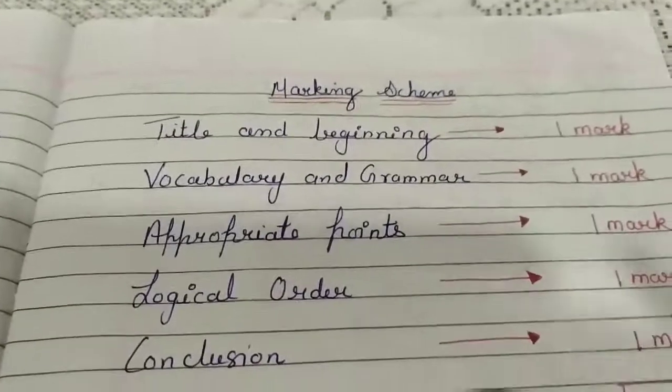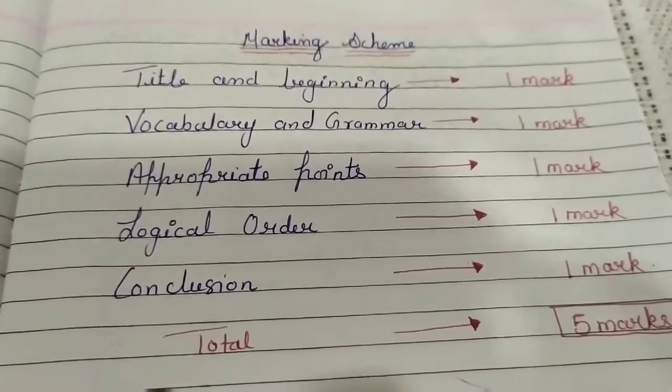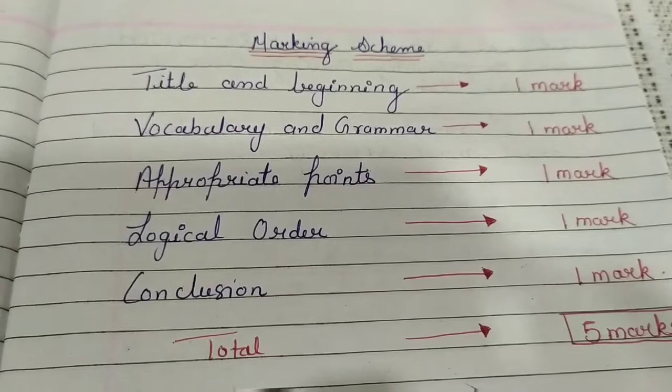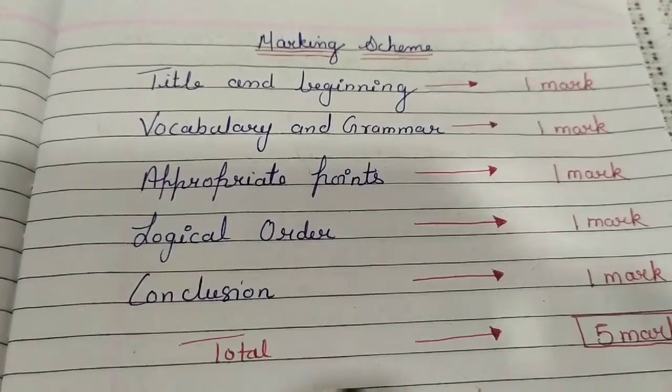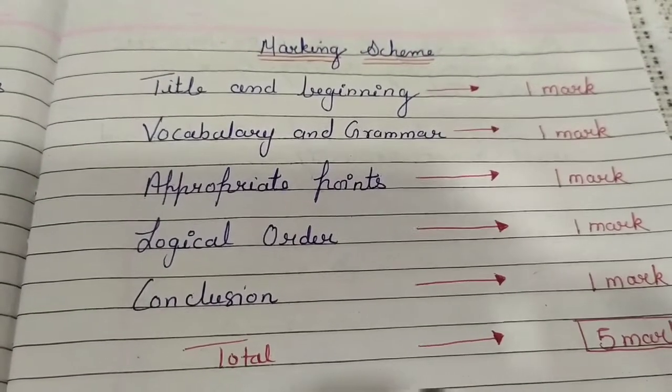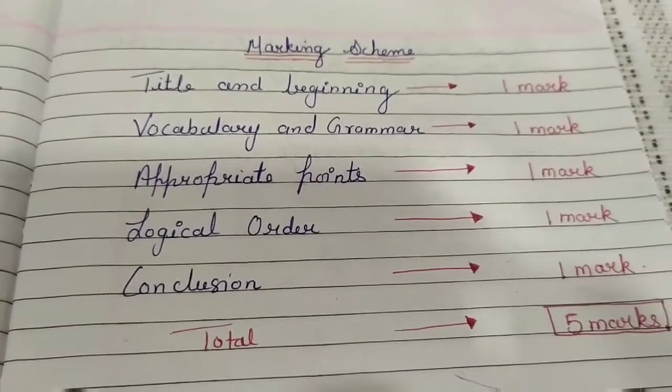Marking scheme. Title and beginning, 1 mark. Vocabulary and grammar, 1 mark. Appropriate points, 1 mark. Logical order, that means in sequence, 1 mark. Conclusion, 1 mark. Total, 5 marks.